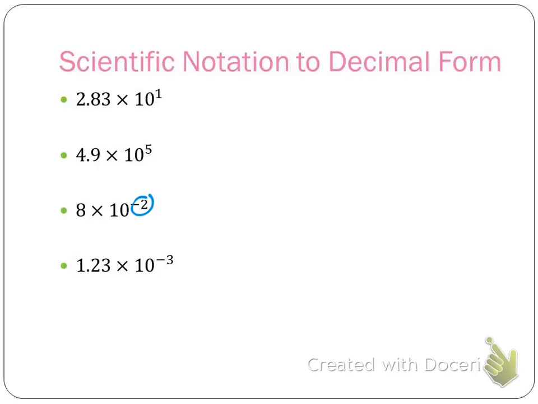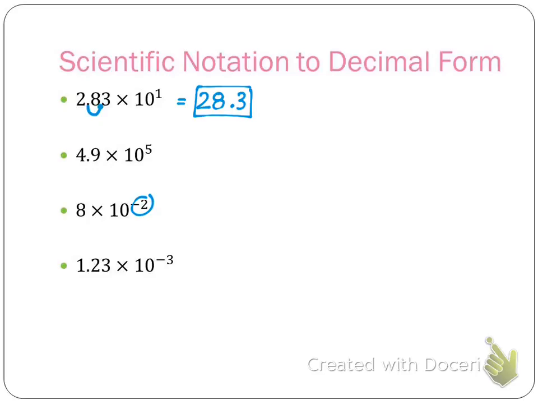We have 2.83 times 10 to the first power. So I'm going to move my decimal one place, and because it's a positive, I'm going to move it one place to the right. So in order to write this in standard form, or decimal form, 28.3 is our new answer. Okay, see how 28.3 is larger than 2.83?